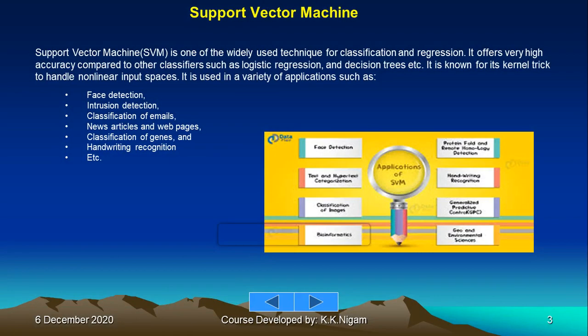and regression. Now support vector machine is one of the widely used techniques for classification and regression. It offers very high accuracy compared to other classifiers such as logistic regression and decision trees. It is known for its kernel trick to handle non-linear input spaces also. It is used for a variety of applications such as face detection, intrusion detection, classification of emails, news articles and web pages, classification of genes, and handwriting recognition.